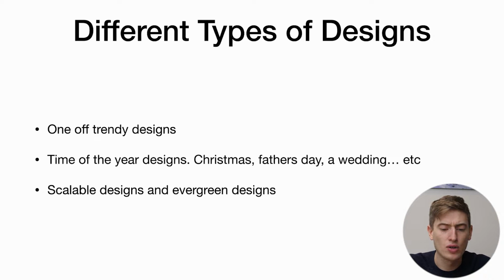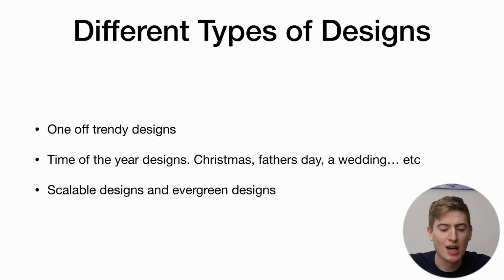So there's a lot of different time of the year days which are really good, and they are kind of like one-hit wonders, except you can one-hit wonder them every single year. So Christmas will come around every single year, so you can just launch it again. However, a Christmas t-shirt is not going to sell in March. That's just the way the world works.